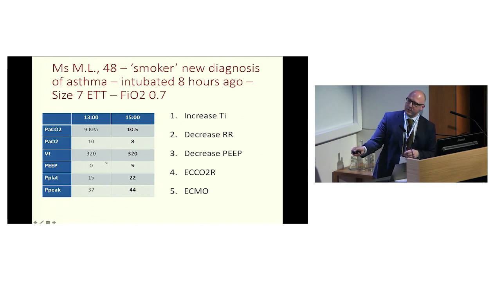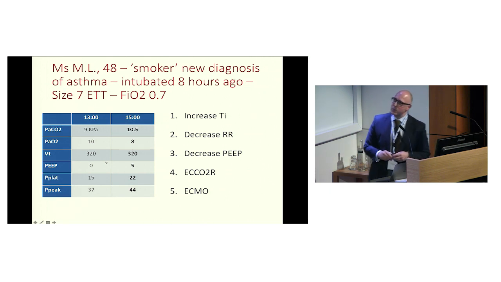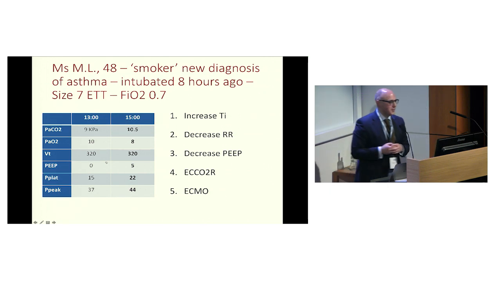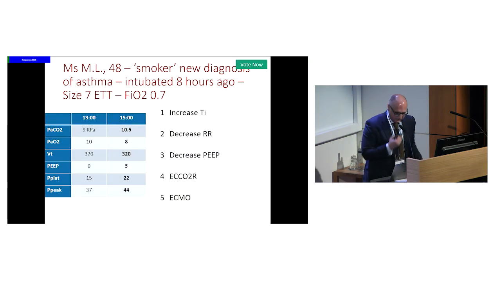But the plateau has gone from 15 to 22. So this is not a good sign, as we've seen. And the peak pressure now is 37 to 44. So this indicates high resistance. You have not modified the intrinsic PEEP. Plateau has gone up, tidal volume has gone down, and the gas exchange is worse. But you've got new options now. So what are we going to do next?